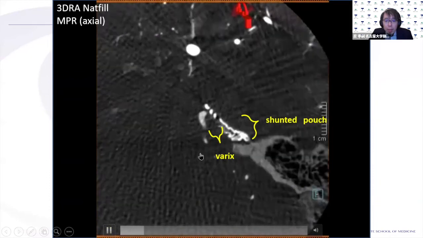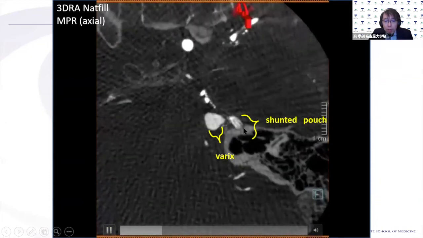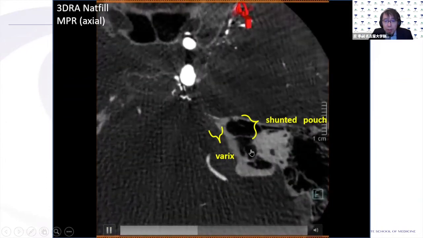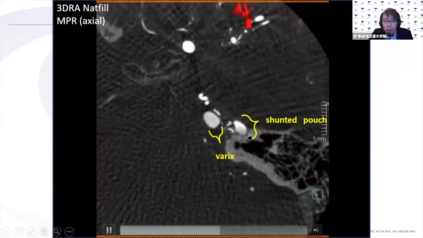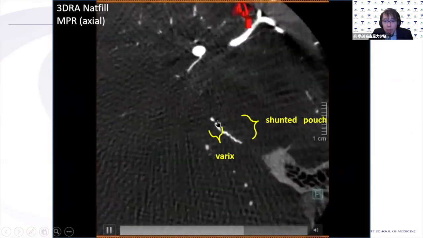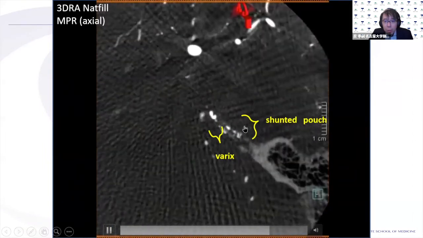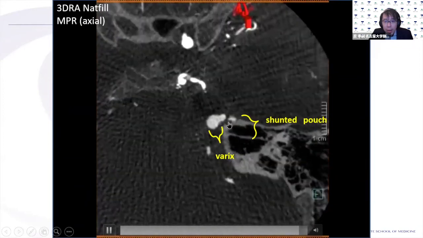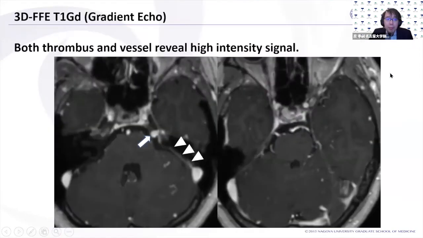Here is the source image of 3D DSA. The varix is here, and the shunted pouch is here. Small tiny arteries gather to the shunted pouch, and then drain to the varix, we can see. Here is the 3D FFE T1 gadolinium enhanced MRI. Both the thrombosis and the vessel reveal a high intensity signal here.